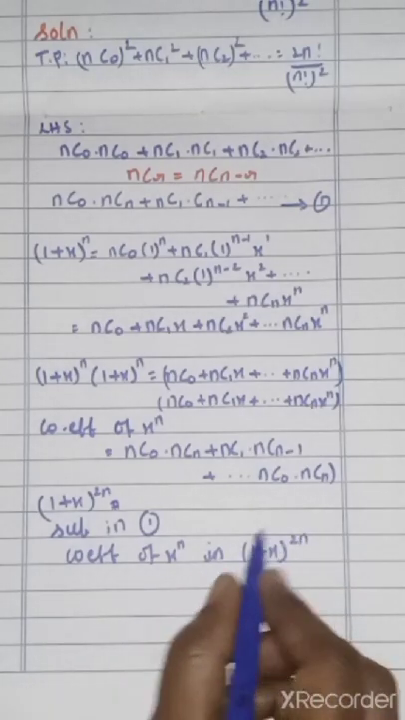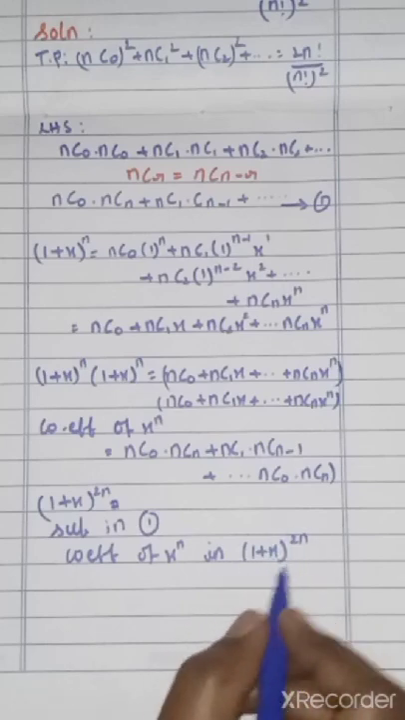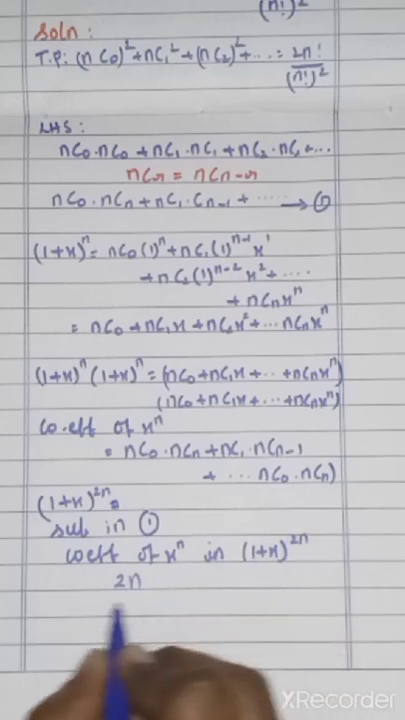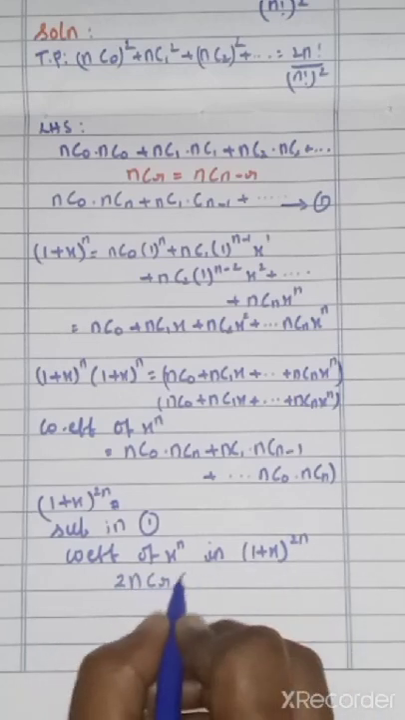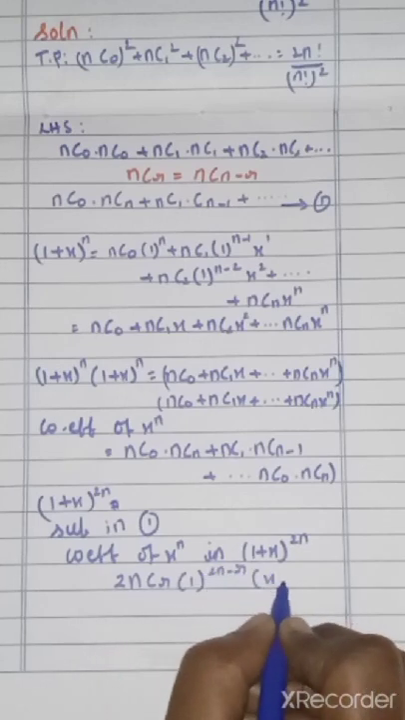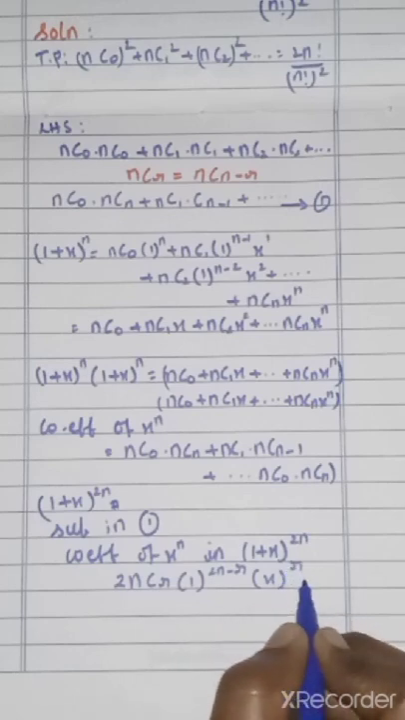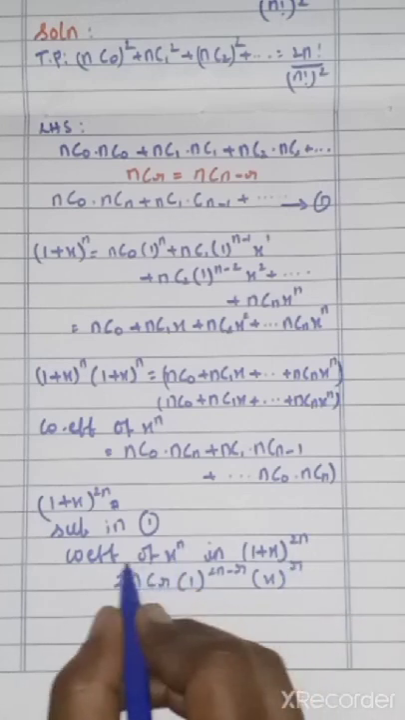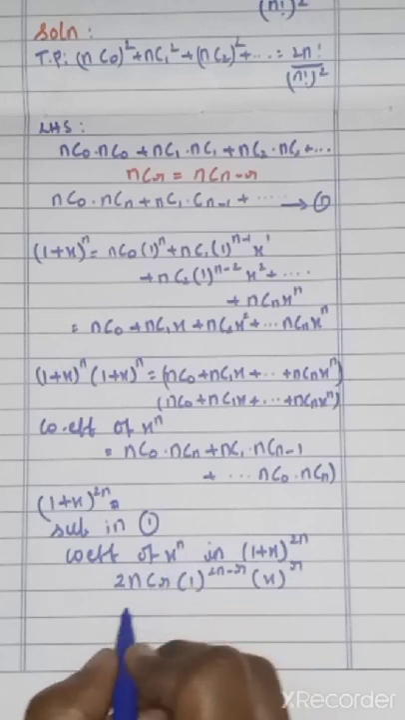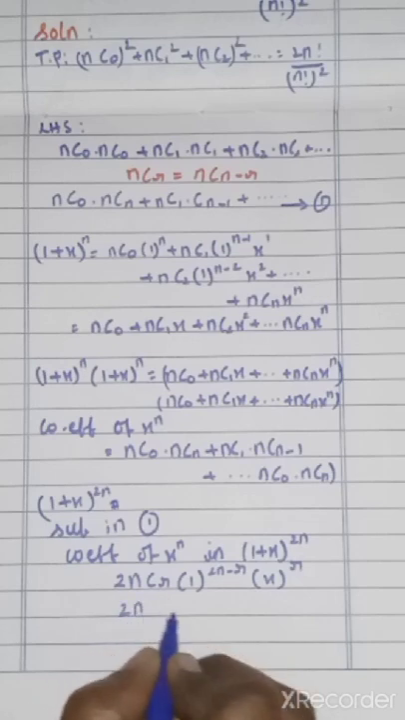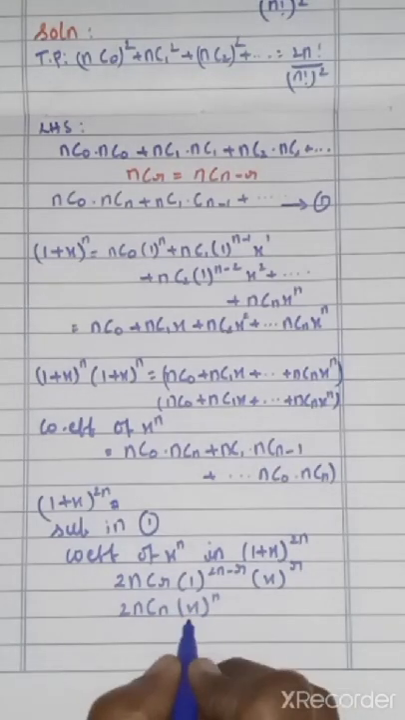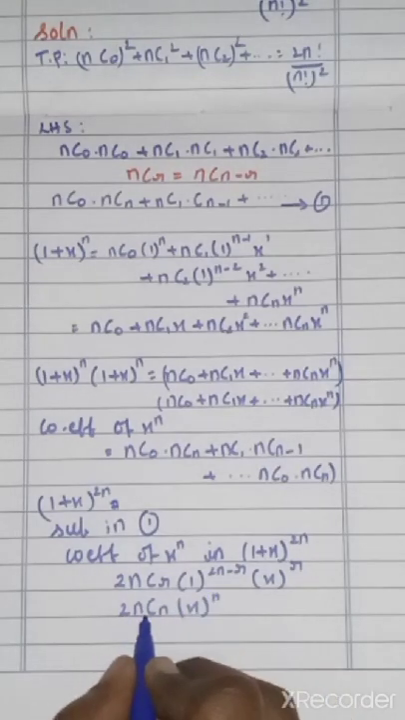Okay, if I take the general term formula, you will get 2n, because instead of n we have 2n. So 2nCr 1 power (n minus r) x power r, correct? Instead of r we have to take the coefficient of x power n only. So instead of r we are going to take it as n. So this will become 2nCn, 1 power anything is 1 only, so x power n, correct? Now the coefficient of x power n is 2nCn.